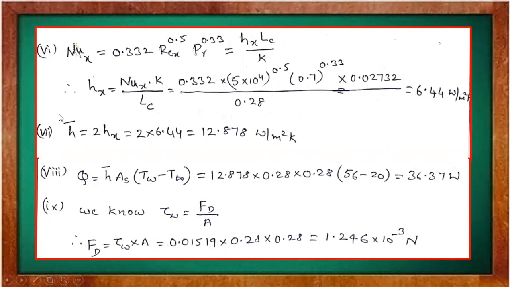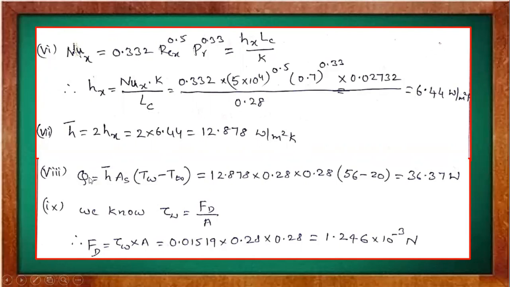Then next one, they have asked for the average heat transfer coefficient over the entire plate length. So that will be equal to 2 times the hx. So 2 times the hx, which is 6.44, you'll get it as 12.878 watt per meter square Kelvin.